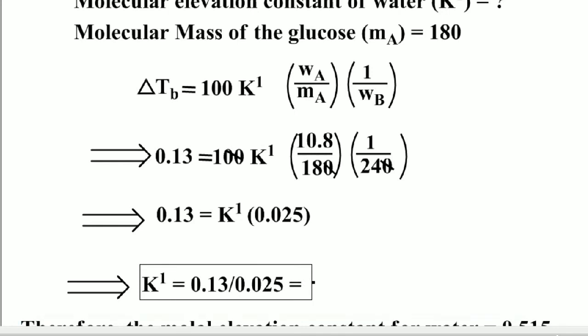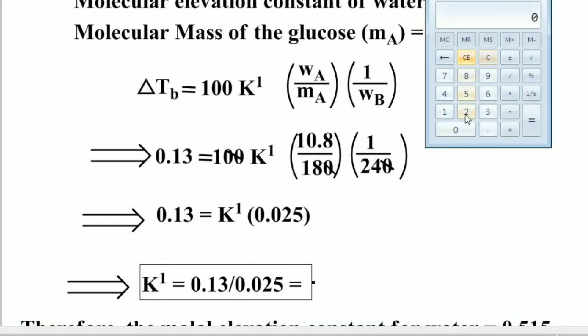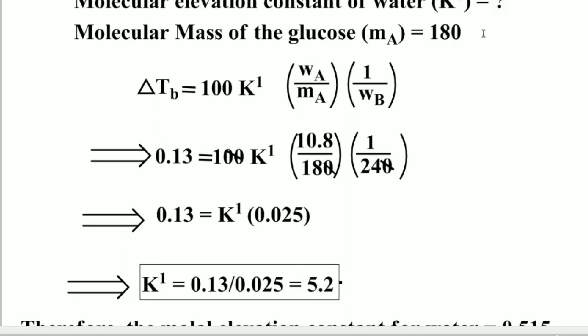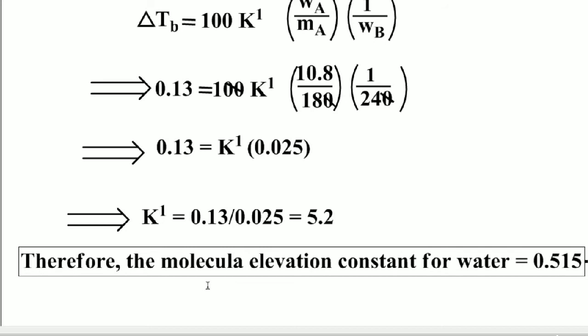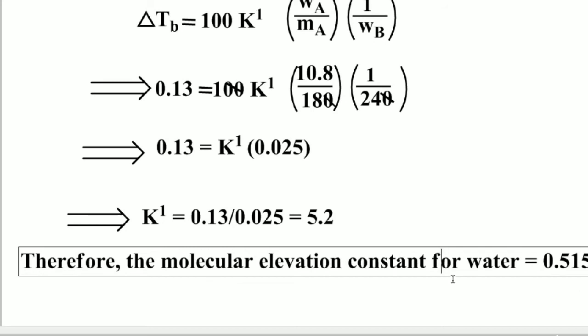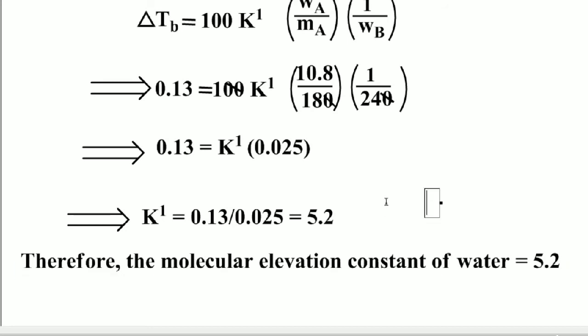Now on calculation we get students, 0.13 divided by 0.025, we get 5.2. Therefore 5.2 is the molecular elevation constant of water for the above problem. Okay students, I hope you understood this problem clearly.